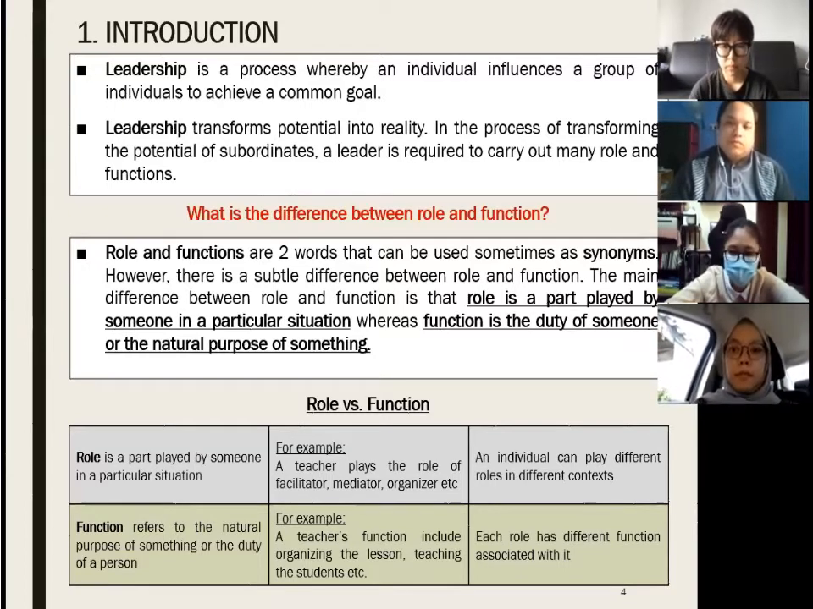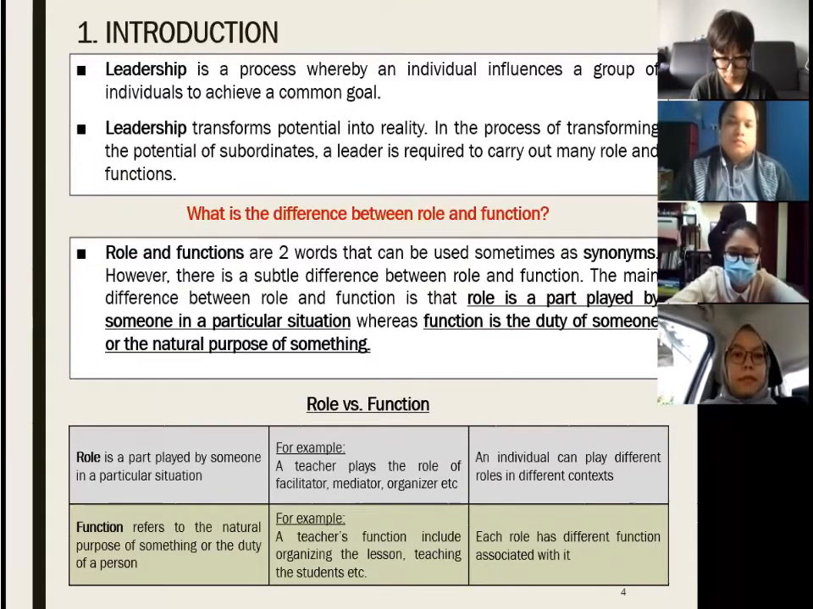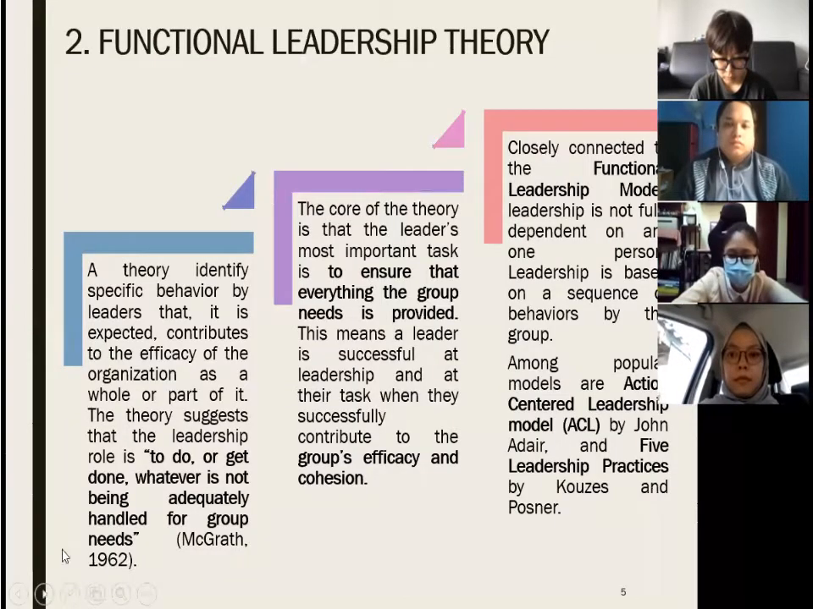An example of role is that a teacher plays the role of facilitator, mediator, organizer, etc. Whereas an example of function is that a teacher's function includes organizing a lesson, teaching the students, etc. In our presentation, we can say that the role and function of leadership is synonymous. For the next presentation, we will focus more on role and function of leadership. Next presenter is Nadia.